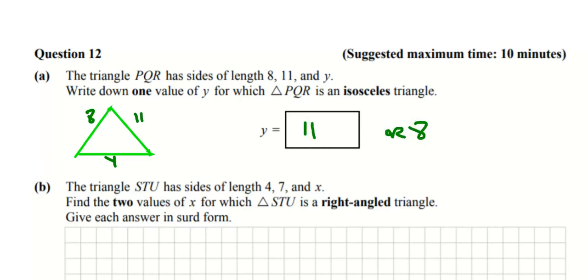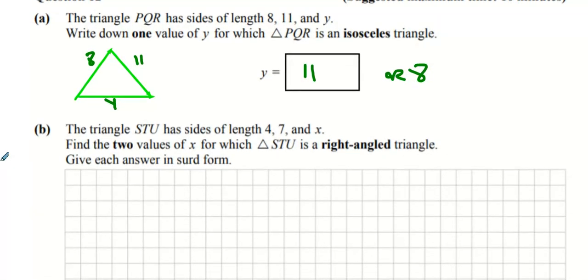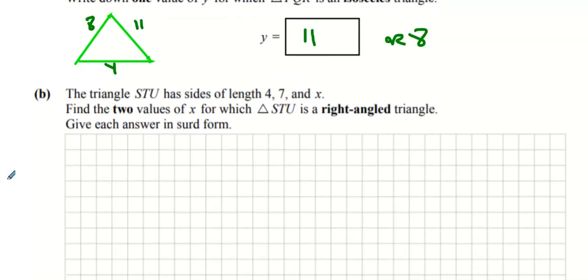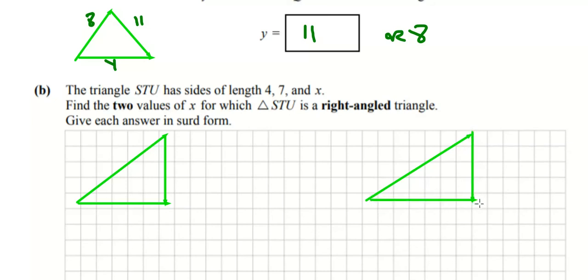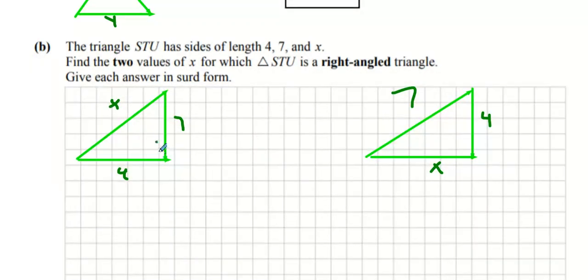The triangle STU has sides of length 4, 7, and x. Find two values for x for which STU is a right angle triangle. Well, it can either be one of the smaller sides or it can be the larger side. So that's what we've got to figure out here. So you could have x as the hypotenuse to 4 and 7, or you can have x as one of the smaller sides to 7, because 7 would have to be the hypotenuse then.